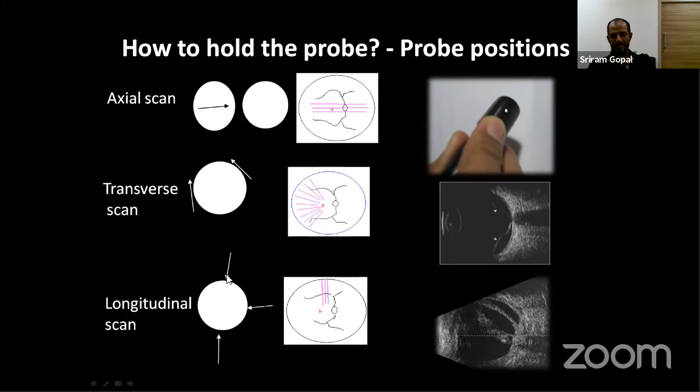In a longitudinal scan, on the other hand, you hold the probe with the dot at the limbus, perpendicular to the limbus.